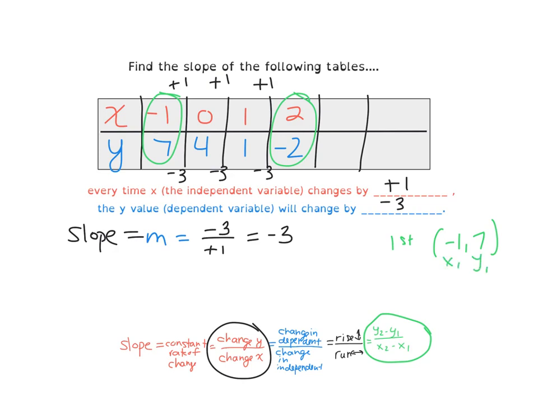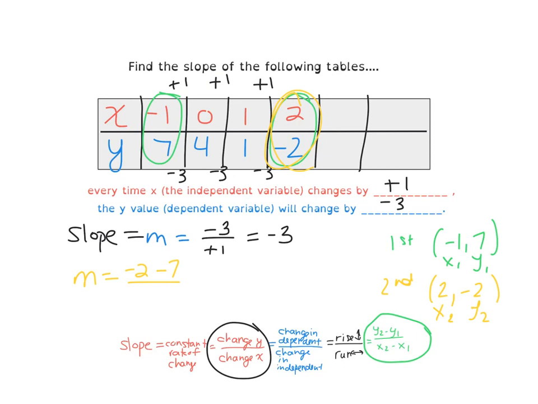The second point was 2, negative 2. And again, just because it's our second point, we're going to label the x value as x2 and the y value as y2. So if we were to plug in our formula for the slope, we take our y2 value, which was negative 2, and we subtract our y1 value, which was 7.